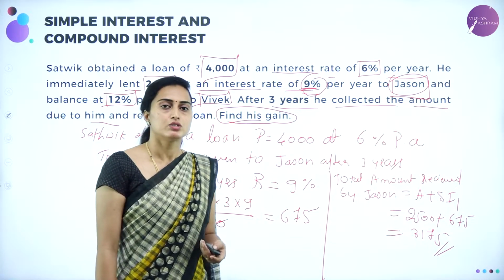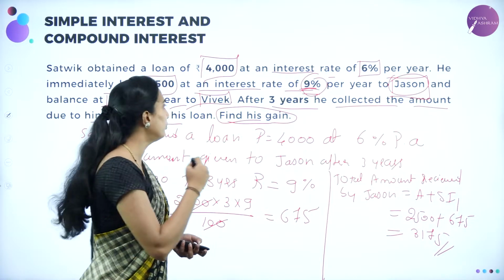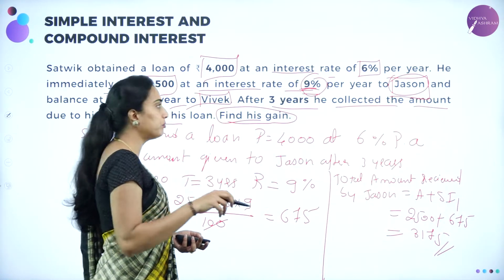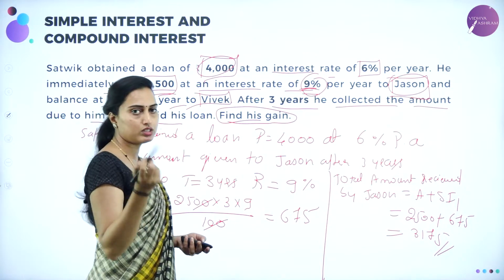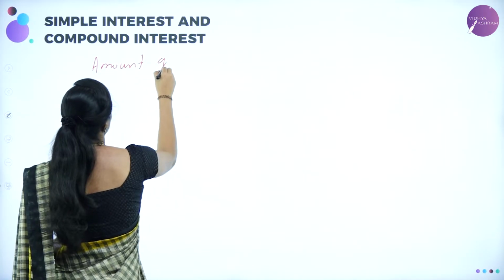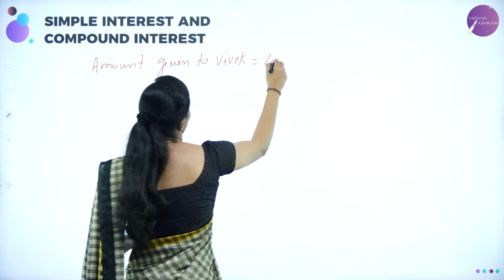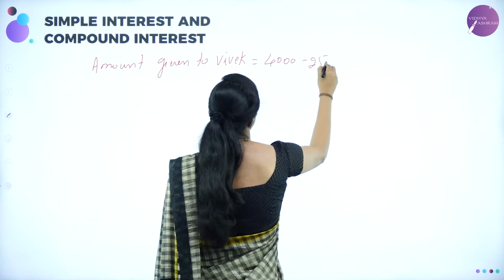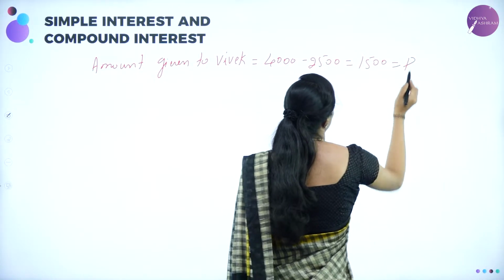Right? So next let us calculate what was the amount given to Vivek. Given to Vivek is the remaining amount. Remaining amount means 4,000 minus 2,500. That was the amount given. So the amount given to Vivek is 4,000 minus 2,500, which is equal to 1,500, which is nothing but P.